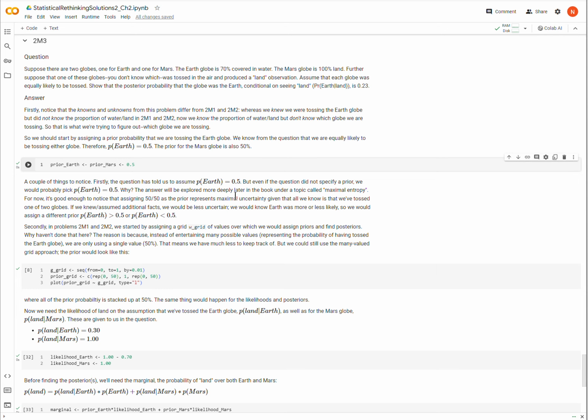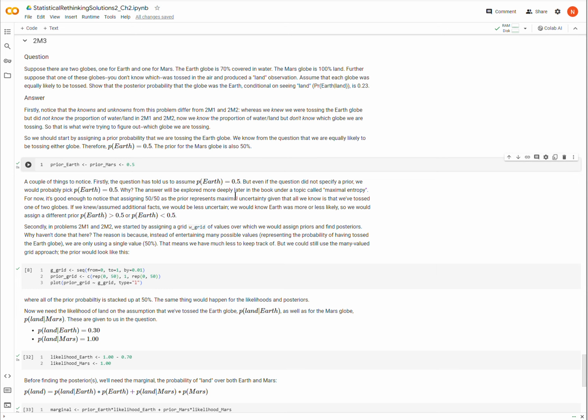But this book will go into more depth about some of that reasoning later, and it will convince us that really the reason that we want to assign 50-50 in this case is that it represents maximal uncertainty. 50-50 represents us being maximally uncertain about which globe we have, and without any other information other than we have one of two globes and they're both equally likely, 50-50 makes us most uncertain, and that is the place that we should be reasoning about these probability problems from.